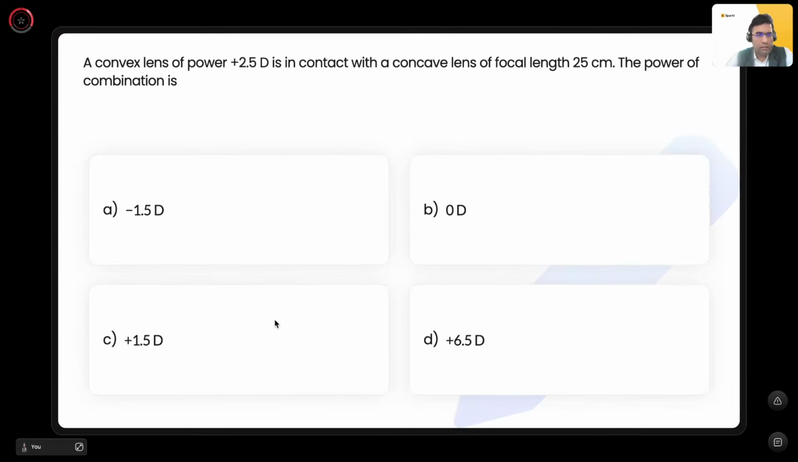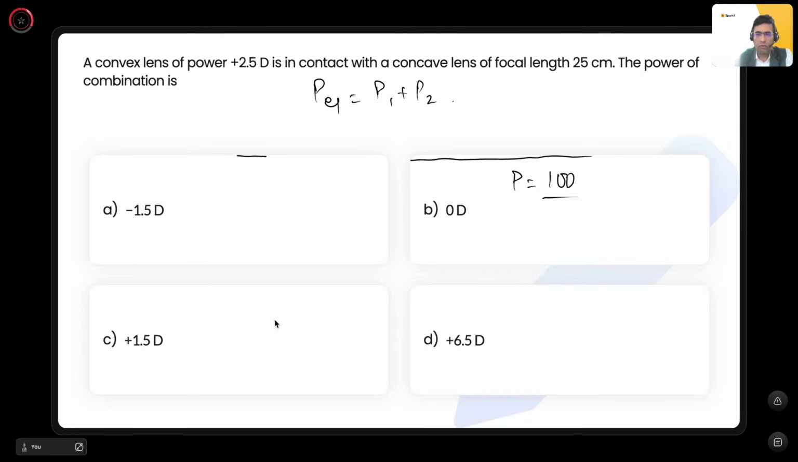A convex lens of power 2.5 diopters is in contact with a concave lens of focal length 25 centimeter. The power of the combination is, so we know that P equivalent is equal to P1 plus P2, right? So we have here a convex lens, so its power is plus 2.5 diopters. A concave lens of focal length 25. So how much will be the power?